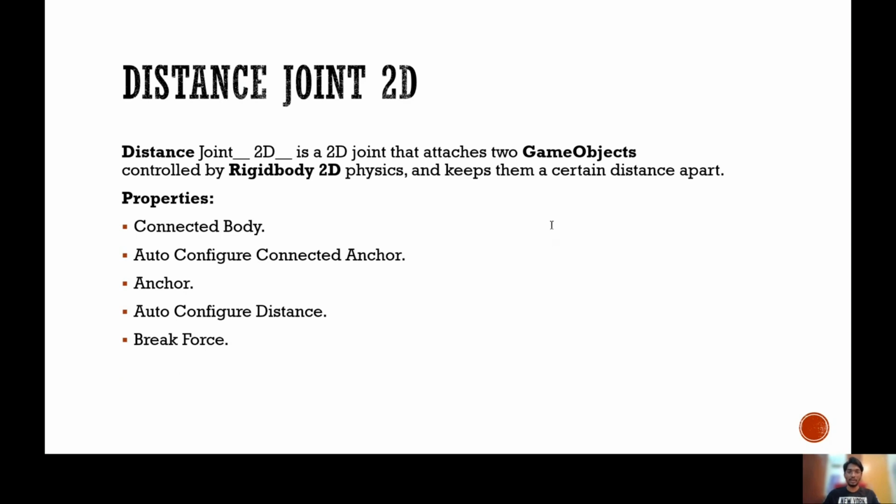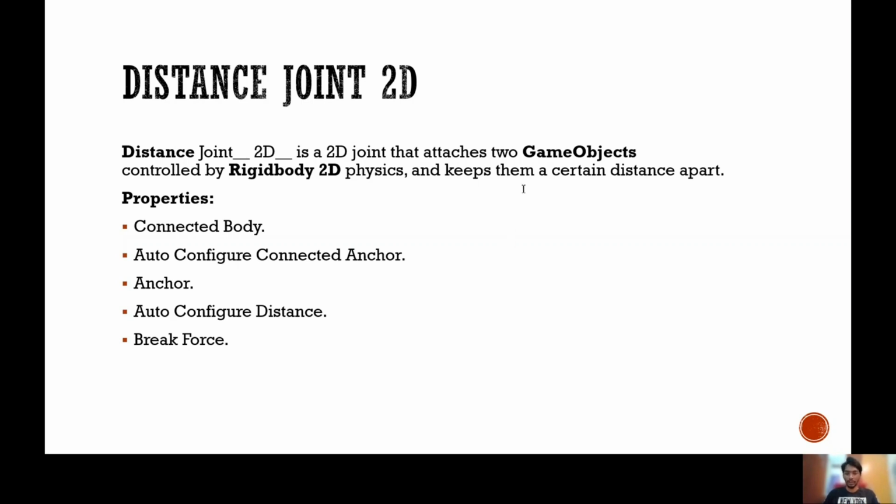So, distance joint. Distance joint is a 2D joint that attaches two game objects controlled by rigid body physics and keeps them a certain distance apart. So, properties: connected body, auto configure connected anchor, anchor, auto configure distance, break force.